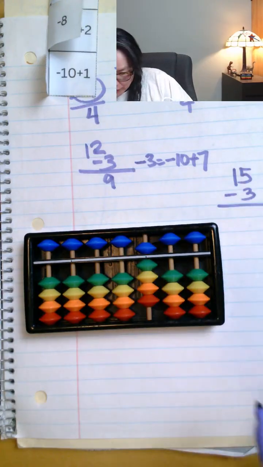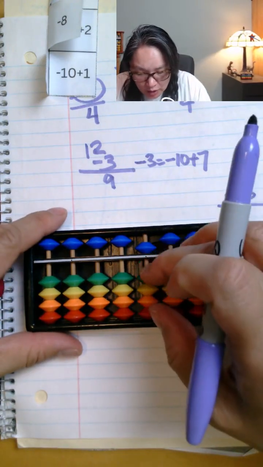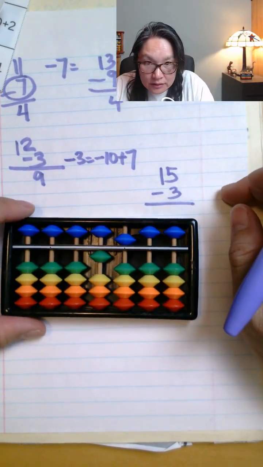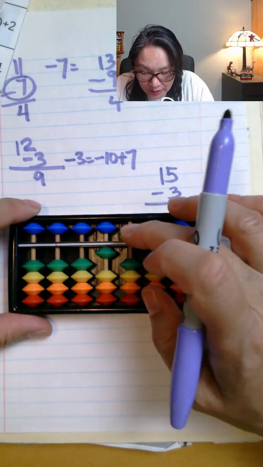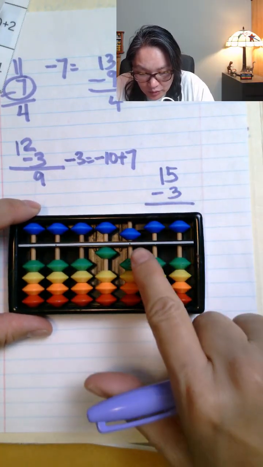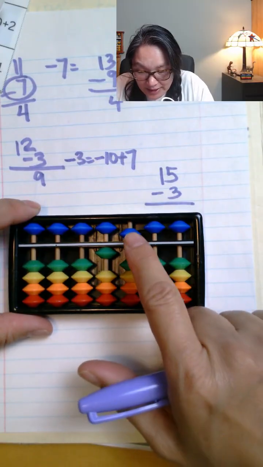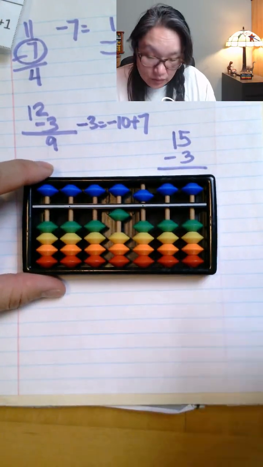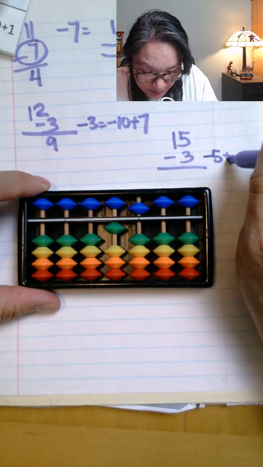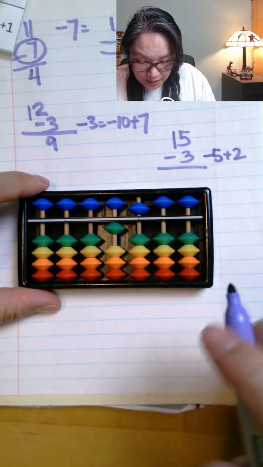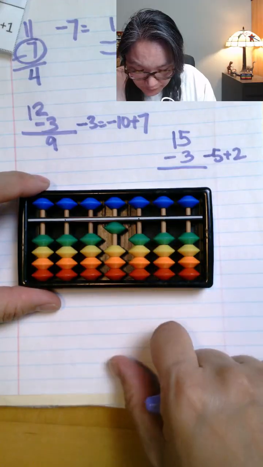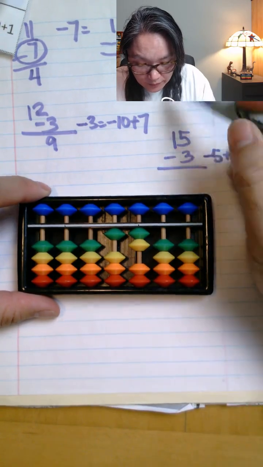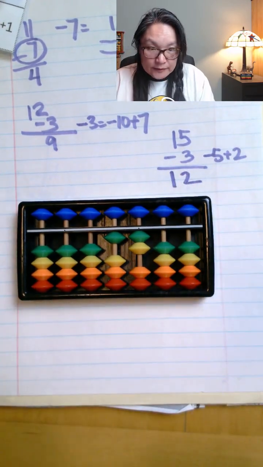Well, isn't that the same? Let's check it out. So we have 15. Can we take away 3? No, we cannot take away 3. There's no 3 to take away. Well, can we take away the 5? Yes, we can take away the 5. So minus the 5 plus the 2. I take away the 5 and I add the 2. And my answer is 12. Does that make sense?